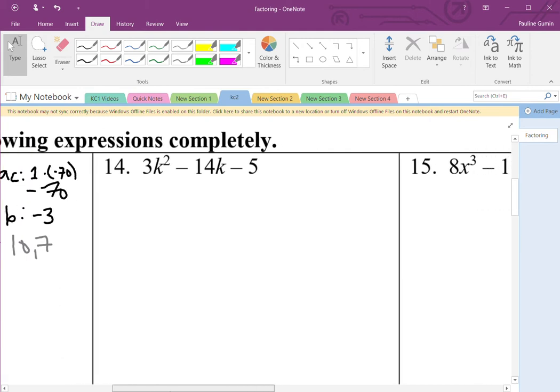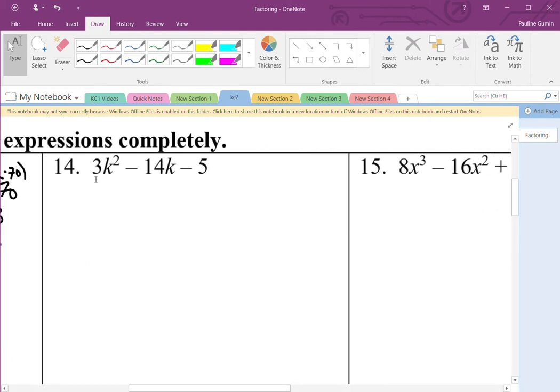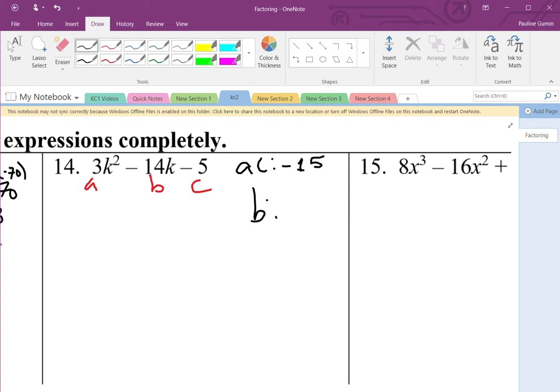Okay, not like 13. Let's think about it. Is there a greatest common factor between 3k squared minus 14k minus 5? Nope, none of that. So let's go ahead and label A, B, C. I'm going to write down A, C, and B. All right. A times C, so 3 times negative 5, is negative 15. B is negative 14. So we want to think of two numbers that multiply and get us negative 15, but when we add them, we get negative 14.